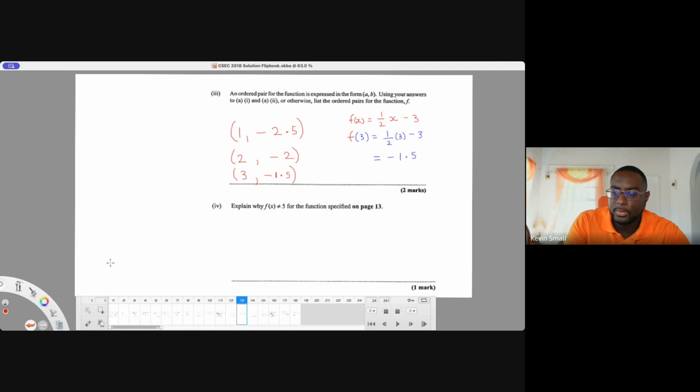Okay, so this is the function half x minus 3, and it says it is equal to 5. All right, so I'm going to do like before. I'm going to add 3 to both sides.